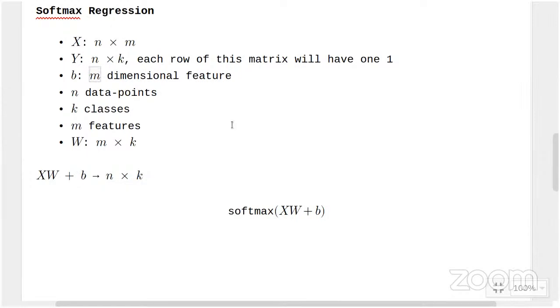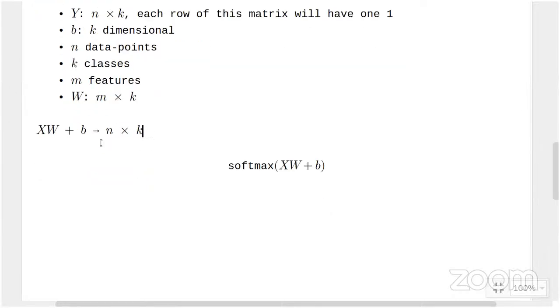B is not for each feature. This is for each class, right? So this should be K-dimensional. You don't have a bias for every feature. You have a bias for every class. There are K classes, so you have K bias values. Does everyone agree that this should be N cross K?